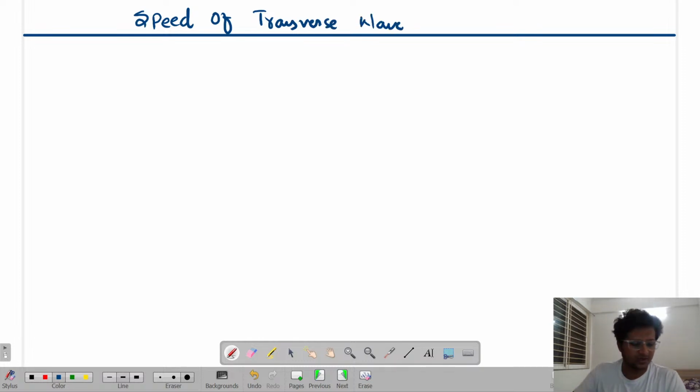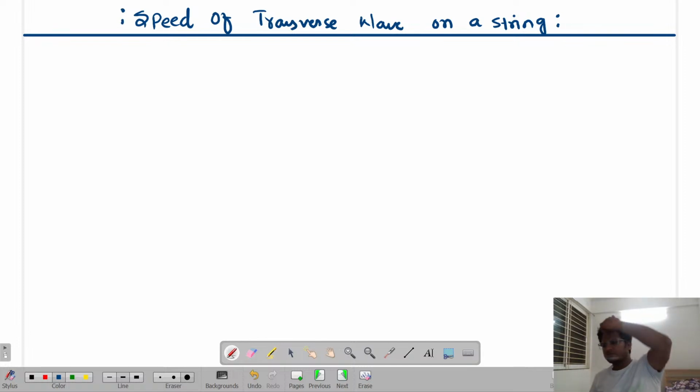Speed of transverse wave on a string. Okay, now this is one of the most beautiful topics which you will get over here. Now how it is done, how it is understood, we will talk about that, and how do we write the equations, we'll also see that.